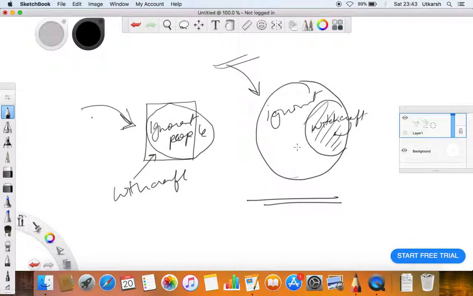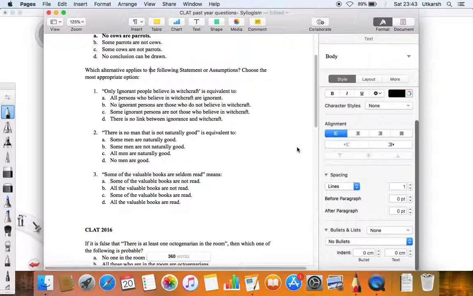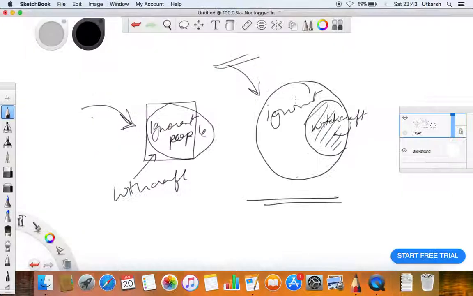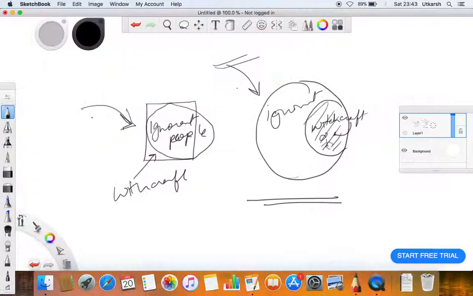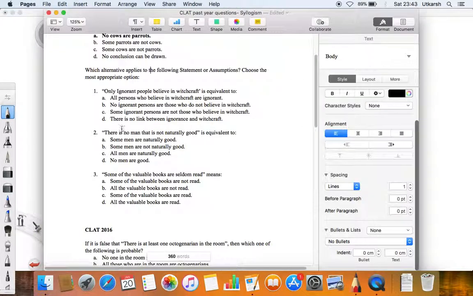So we have this. Now let's see how much faster our problem solving is. All people who believe in witchcraft are ignorant. You see, if you are on this witchcraft plate, you are by default on this ignorant plate. So this option is correct. This is our answer, right? Now let's just check the other options. No ignorant persons are those who do not believe in witchcraft. Again, like I said, here are people who are ignorant but do not believe in witchcraft, right? So this is not correct. I think this sentence is grammatically incorrect, but whatever.